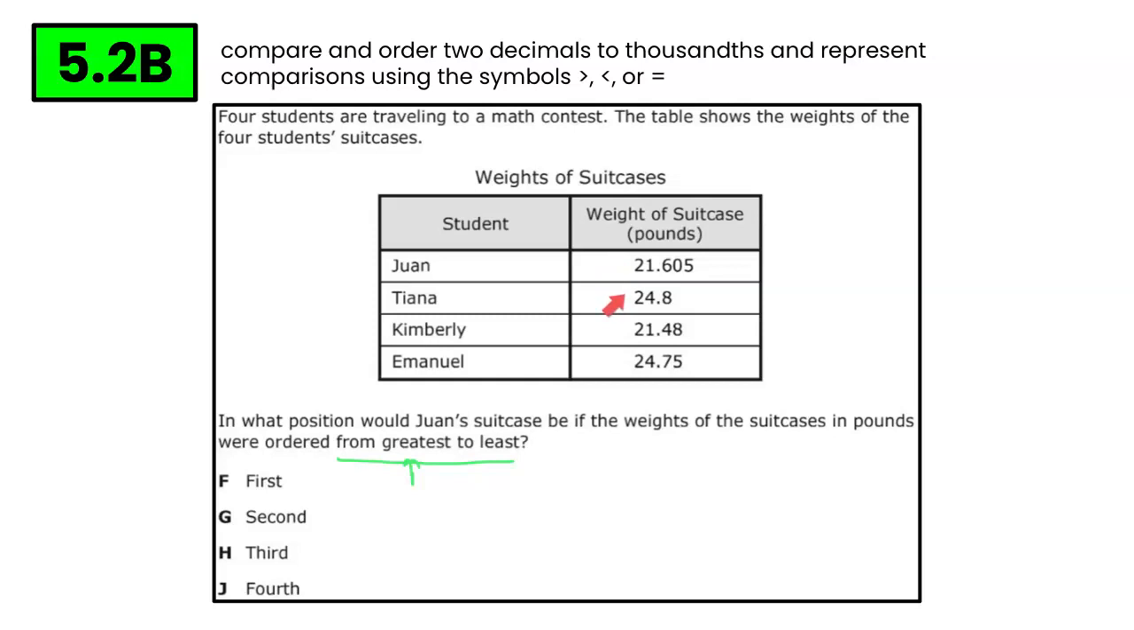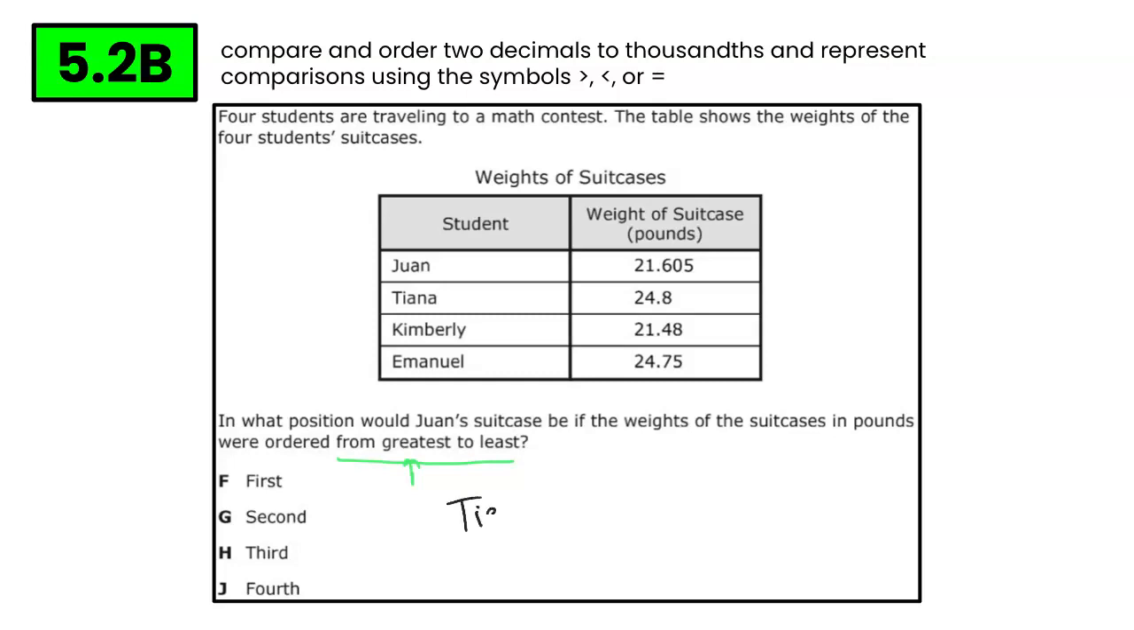That means we need to compare Tiana and Emmanuel. We go to the next place value and we see that in the tenths place, Tiana has an 8 and Emmanuel has a 7. That means that Tiana is the largest number or the largest weight in this particular case.